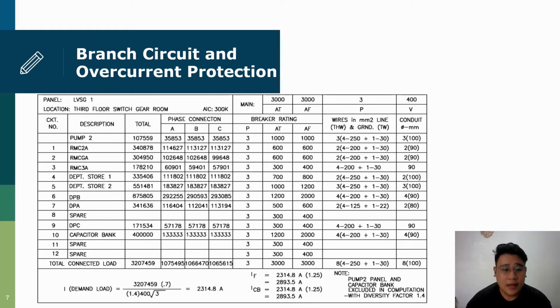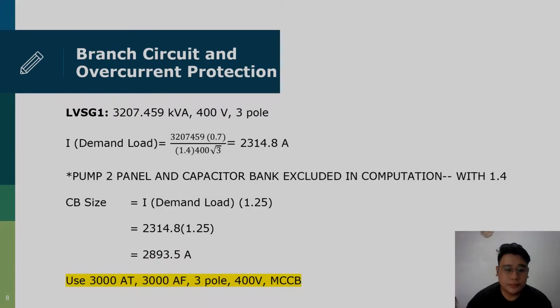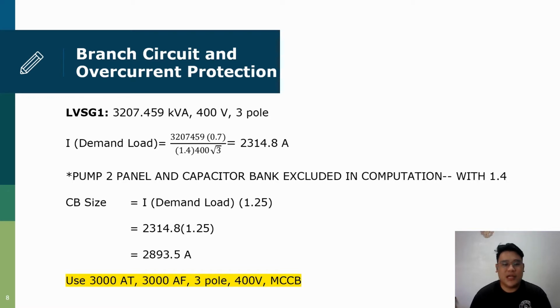Next is the LVSG1. So, I would like to highlight itong part na to ulit, yung total connected load. Siyempre, ang ating 400 volts and the diversity factor, which is the 1.4, which is indicated here. So, proceed na tayo. Ang LVSG1 ay may 3,207.459 kVA, 400 volts, 3 poles.